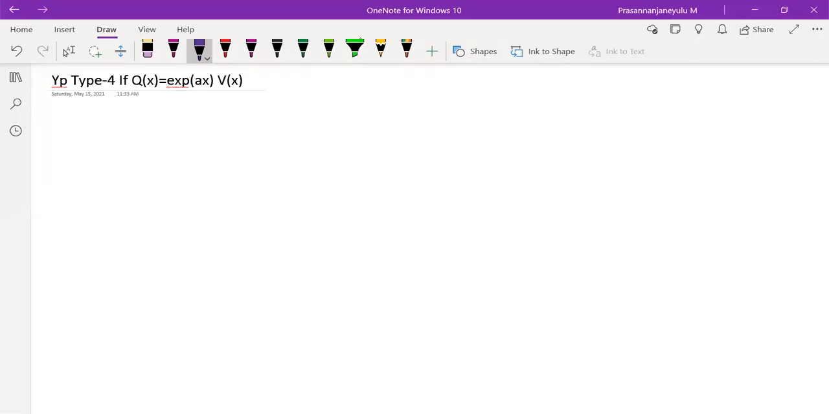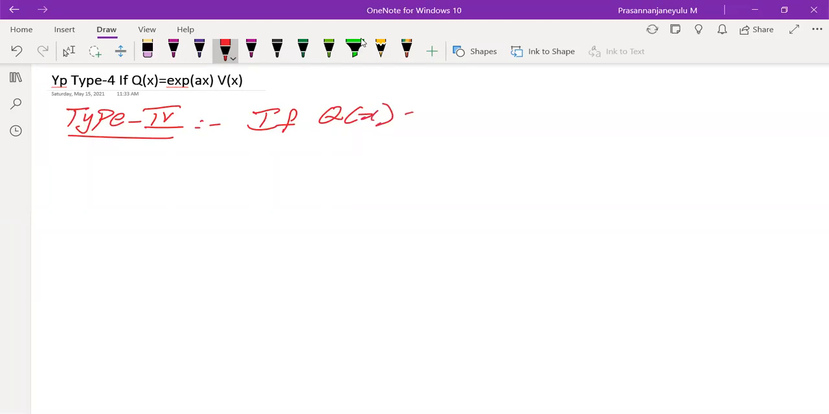Now, going to discuss our next type, type 4. What is this type 4 and when do we have to apply it? If q of x is equal to e power ax into v of x, then we have to apply type 4.